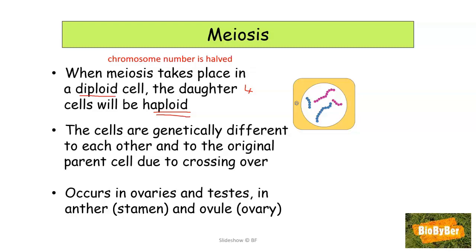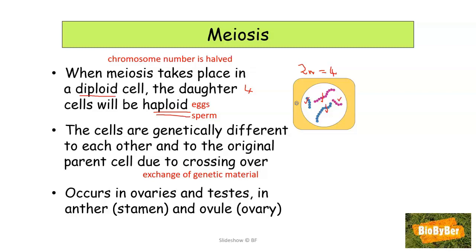Now these cells, these 4 new cells, are genetically different from each other. This is the case when eggs and sperms are formed, and genetically different to the parent cell due to the process of crossing over, or as we have said already, exchange of genetic material. We can see this in the diagram here, where we start with a cell, the diploid number being 4, meaning that this cell has 4 chromosomes and that the chromosomes are in pairs. We have 2 long ones here and we have 2 short ones there.